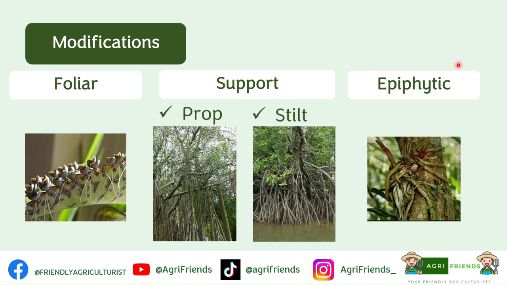The stilt roots are a type of adventitious roots that grow from the base of the plant stem at an angle to provide extra support, especially in unstable or watery environments. Lastly is the epiphytic roots, or these roots enable a plant to grow on another plant. So usually these are aerial or climbing plants. So the roots produced by epiphytic plants are spongy tissues, allowing the plant to absorb water and nutrients from the environment.